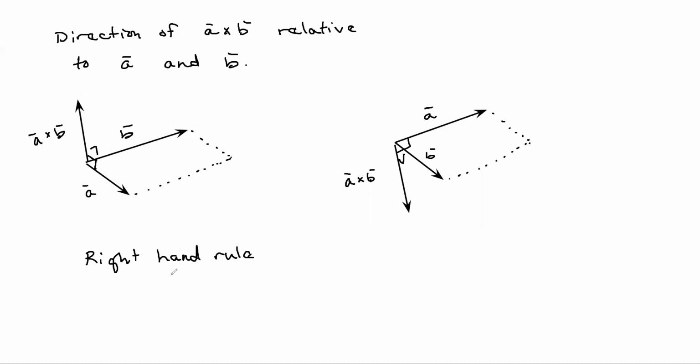Okay, so if your fingers are going to curl from A to B, where A is the top vector, then your thumb would have to point downward. And if your fingers are going to curl from A to B and A is the bottom vector, then your thumb would point upward. So what I recommend that you do is Google the right-hand rule, and you'll be able to find no end of pictures that illustrate that. But that's the idea: if A is the bottom vector, as in this picture, then A cross B points up. And if A is the top vector, as in this picture, then A cross B points downward. Okay, so that's something to memorize.